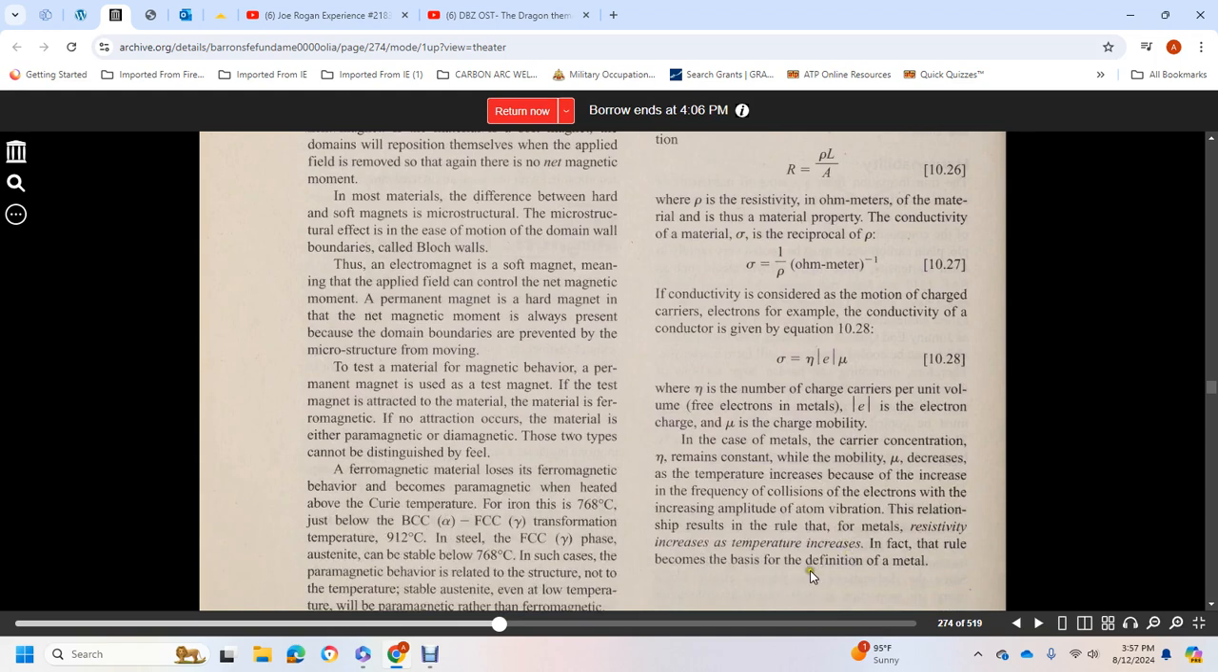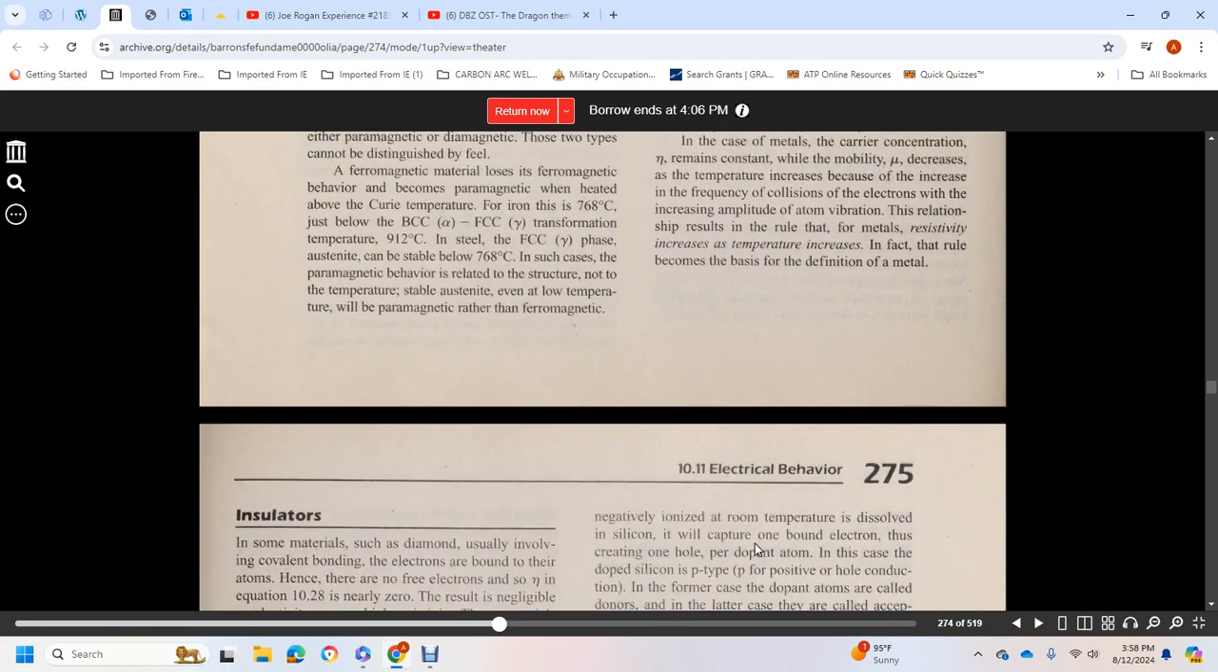In this case, for metals the concentration of charge carriers per unit volume remains constant, while the charge mobility decreases as the temperature increases because of the increased frequency of collisions of the electrons with the increased amplitude of atom vibration. This relationship results in the rule that for metals, resistivity increases as temperature increases. In fact, this rule becomes the basic definition of a metal.